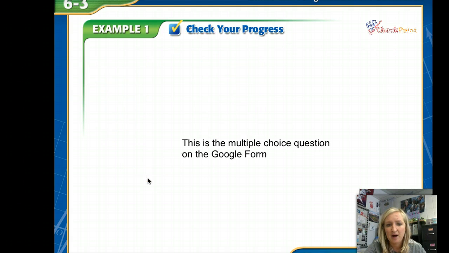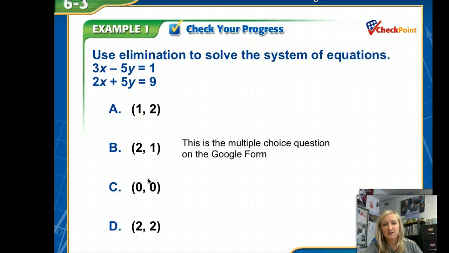All right, I apologize, my slate is a little glitchy today, but I want you to try example number 1. Use elimination to solve the systems of equations. Notice how you have a -5 and a +5, so when I add these together, I will eliminate the y's. You solve for x, plug it back in, and solve for y. Multiple choice on the Google form.